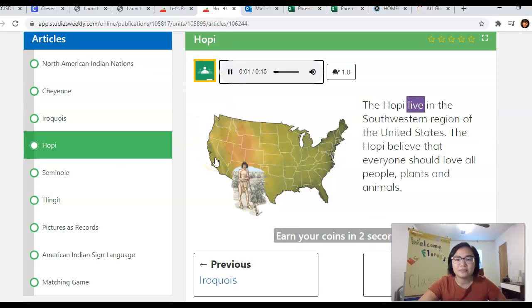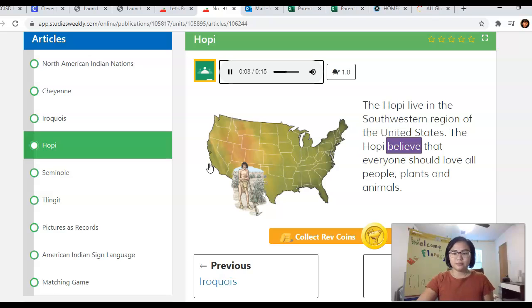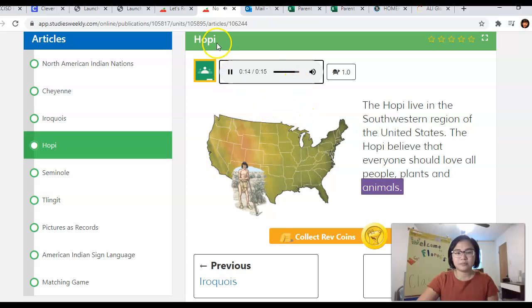The Hopi live in the southwestern region of the United States. The Hopi believe that everyone should love all people, plants, and animals.